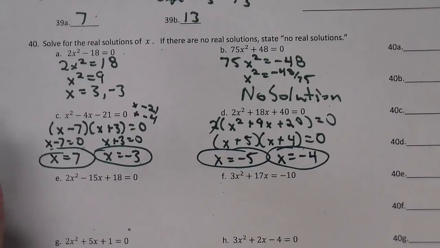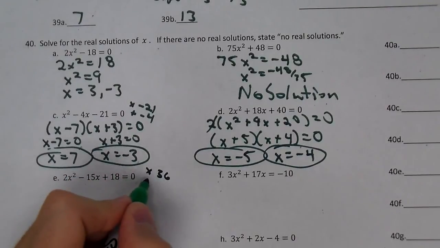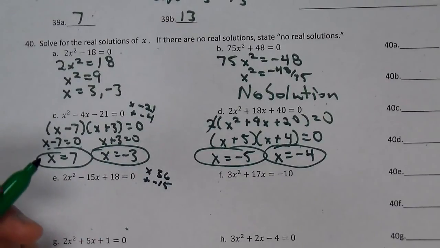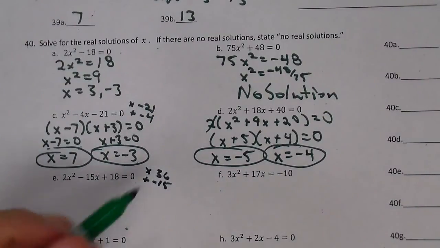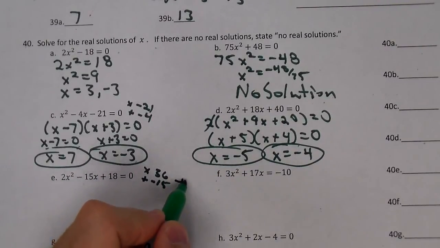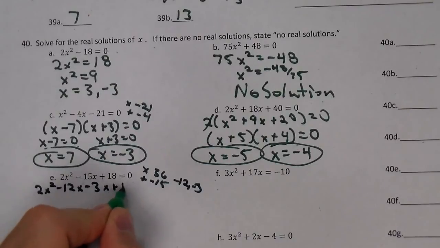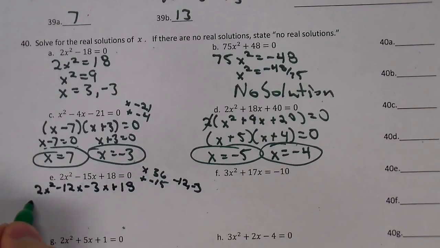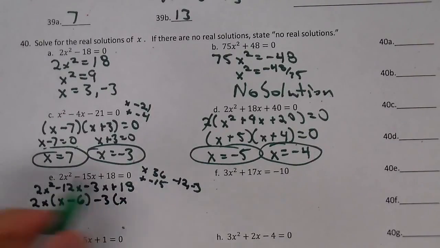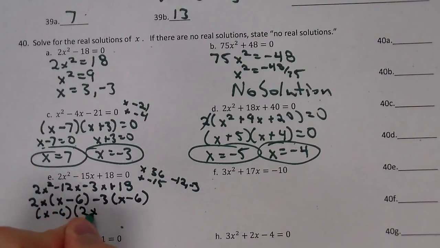Now we look at e. I need to figure out multiply to 36, add to negative 15. So if I'm not real sure where to go, I could use quadratic formula. I'm going to go with factoring on this one, and then we'll do quadratic formula on the rest. Because this one's nice. If I did negative 12 and negative 3, I can break it up. So now it's going to be factored by grouping. Take out a 2x, x minus 6. Take out a negative 3, x minus 6. So x minus 6 is in both of them. Leftovers is 2x minus 3.